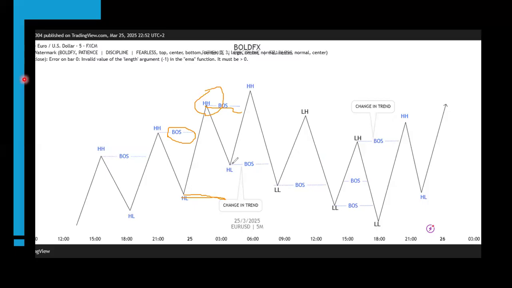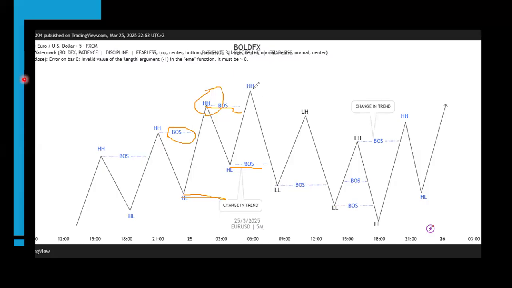So once price breaks this high, I now know that I move my trend line to this higher low. So in that way I can manage to keep a good record of where the market is moving or when the market is changing from a bullish trend to a bearish trend or vice versa.